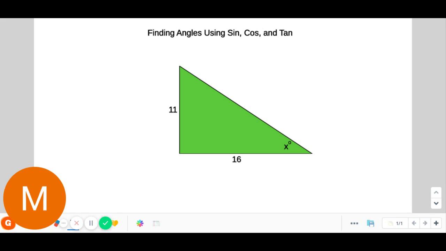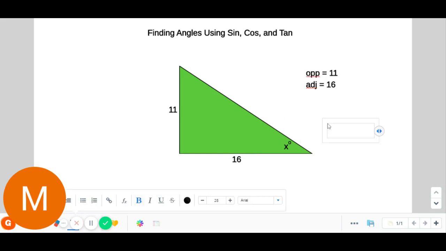So we can use sine, cosine, or tangent to figure this out as well. And we're going to start by setting it up the same way. First, we're going to figure out, okay, the two sides that we have, the 11 and the 16, are those opposite, adjacent, or hypotenuse to the angle that we are trying to figure out. So we can see that the 11 is the opposite and the 16 is the adjacent. Okay, so since we have opposite and adjacent, we are obviously going to want to use tangent. Tangent is opposite over adjacent.